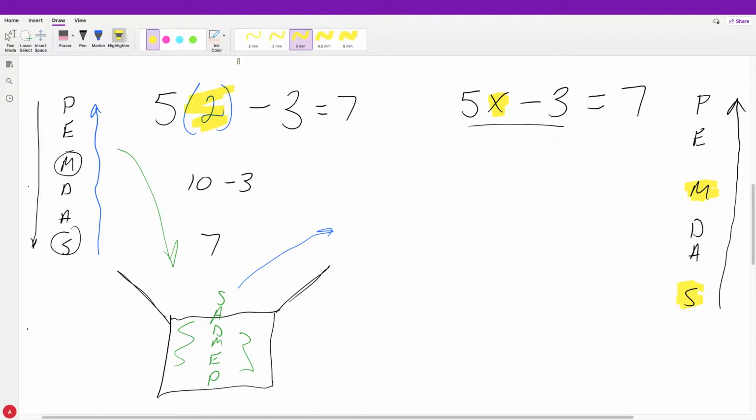Since we're doing PEMDAS in the reverse order to solve for an equation, I need to first get rid of that subtraction. And to get rid of subtraction, the inverse operation is addition. So this minus 3, I will then need to add 3 to both sides to keep my equation balanced. And minus 3 plus 3 is equal to 0. So now I'm just left with 5x is equal to 7 plus 3, which is 10.